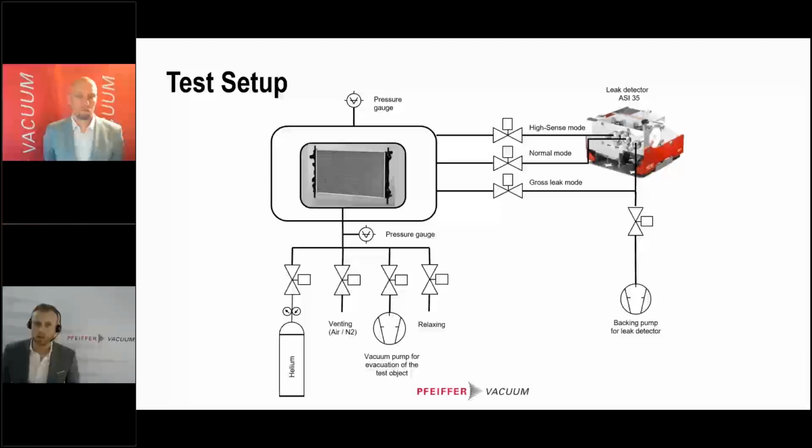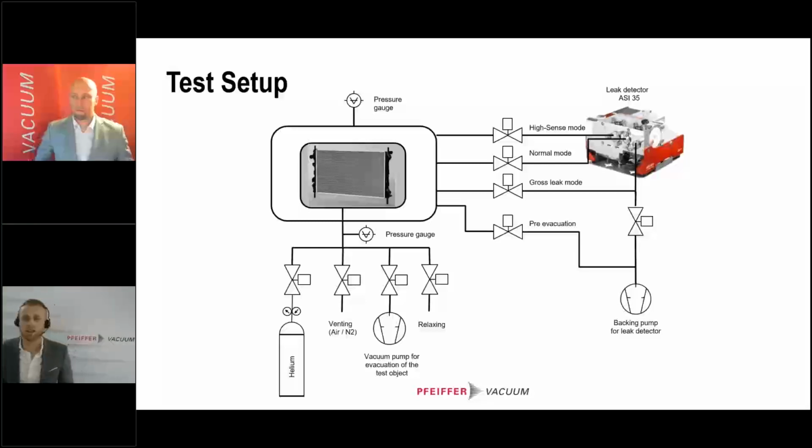So after we have done that for the tracer gas, we need to take a look at the leak detection side. As we said, the ASI35 comes with different ports, so you can see here all the different connections that it offers, in addition to the backing pump that is required. And then last but not least, we need a pump to evacuate the chamber to get the right pressure in there. And here's already one thing that we can see what we consider as a first mistake.